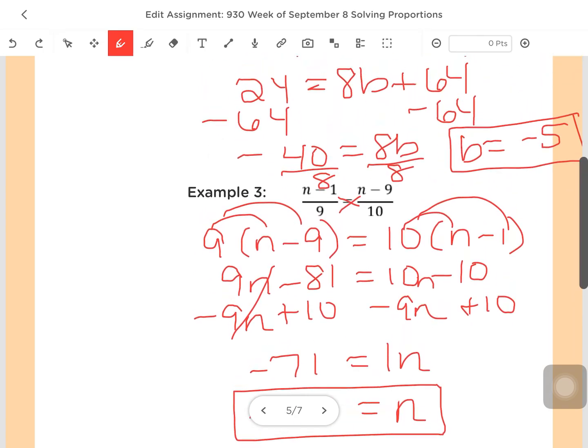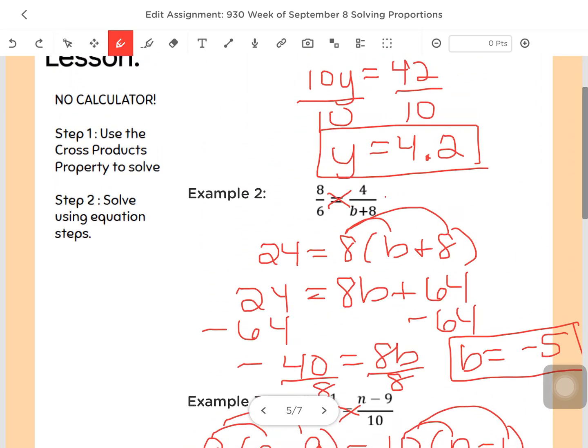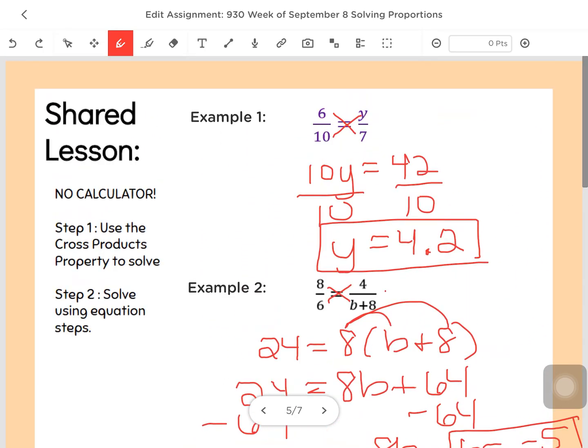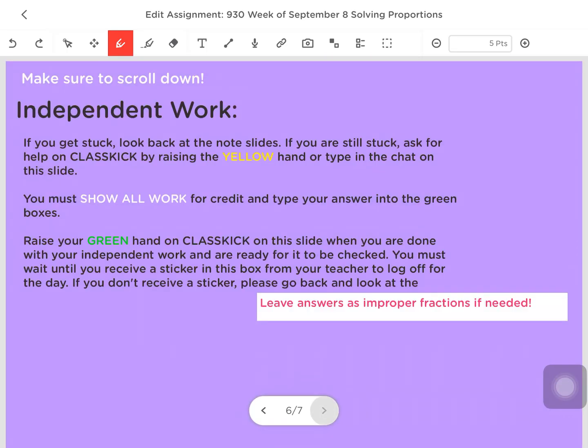All right, so that's the lesson on proportions and cross products. We'll dive in a little deeper as to why cross products actually work, but just realize that we're just trying to determine if the ratios are equivalent at this point and what value would make those ratios equivalent.